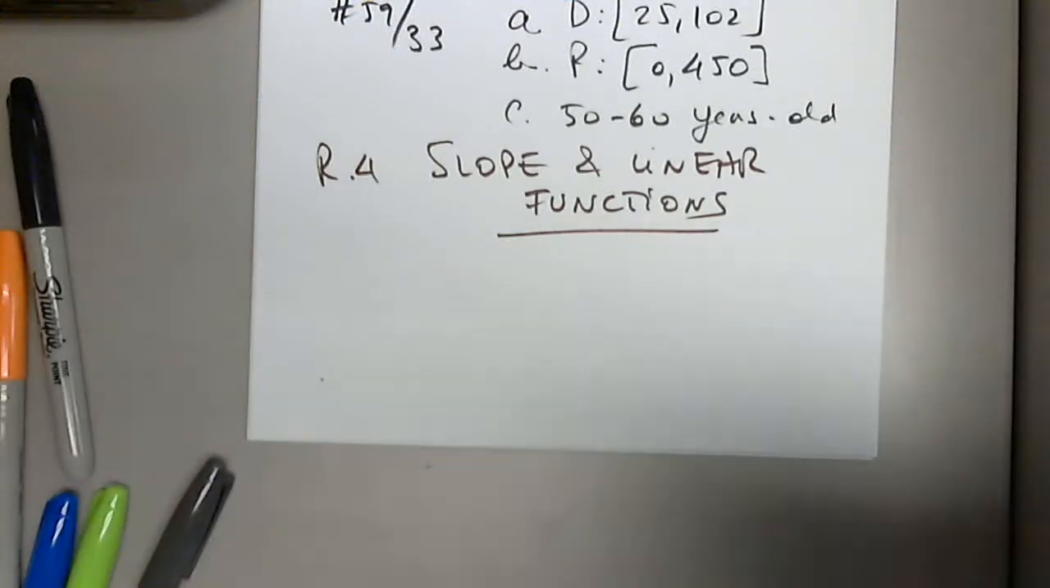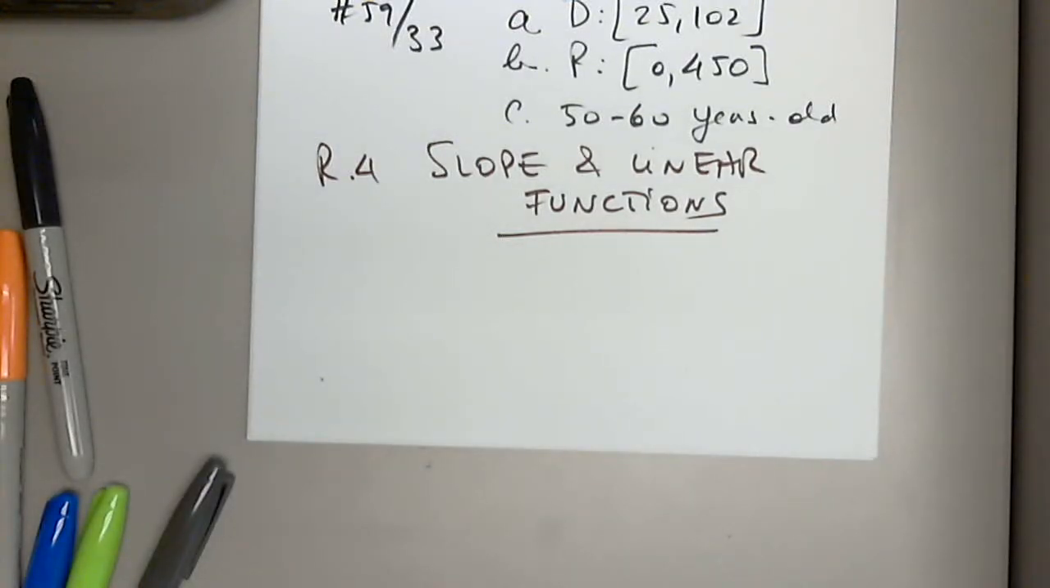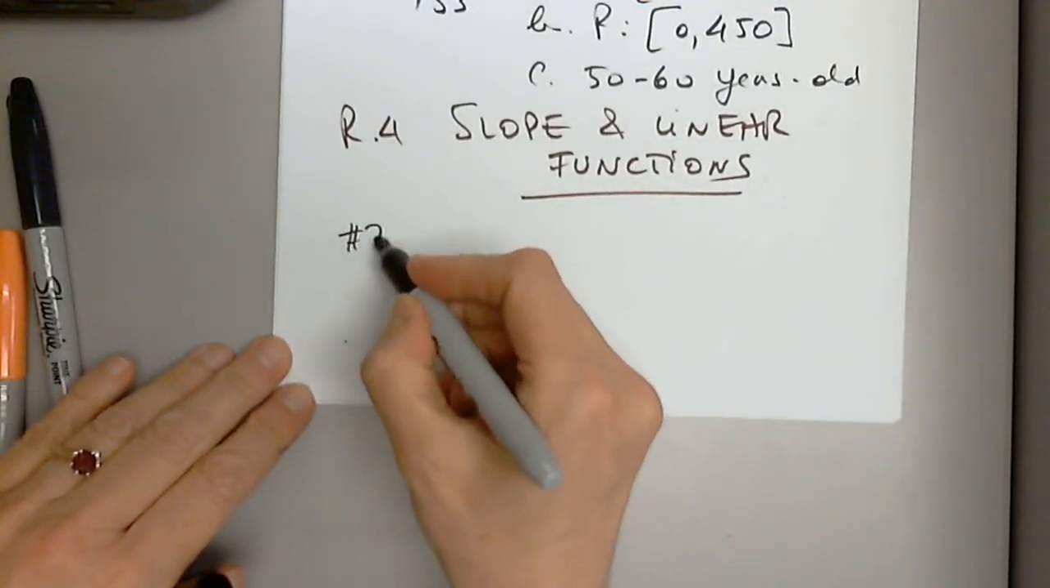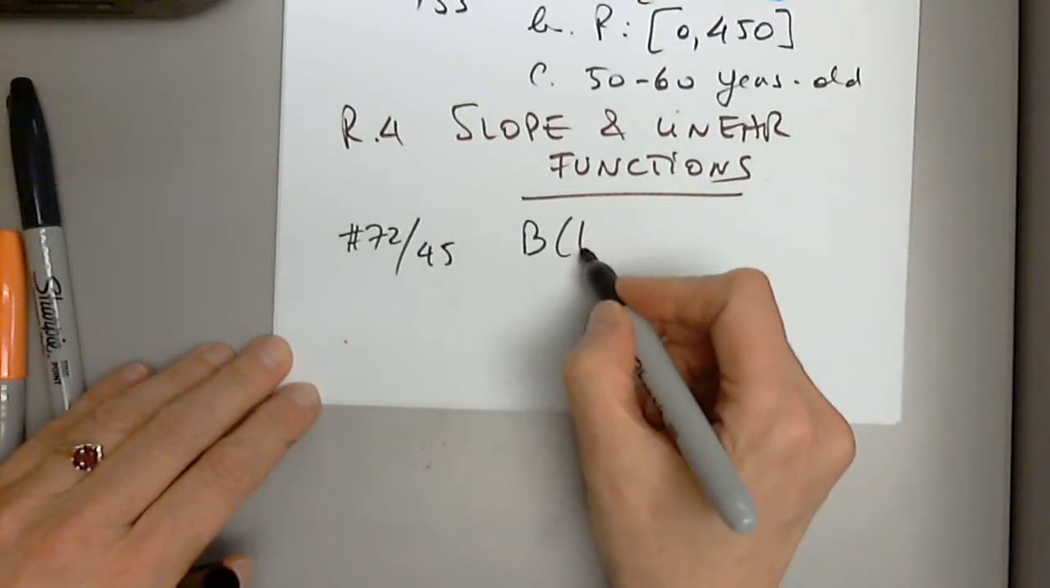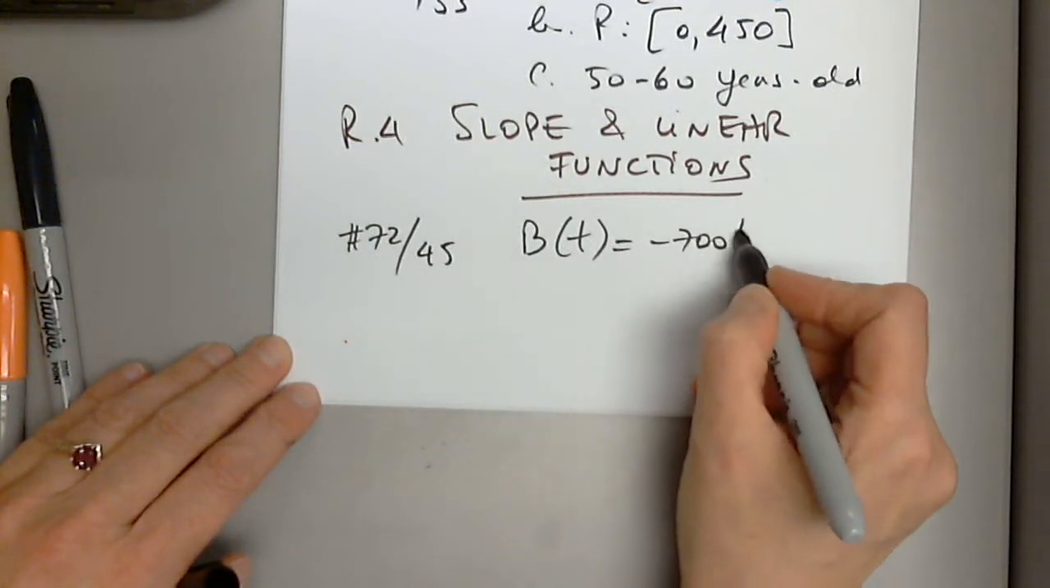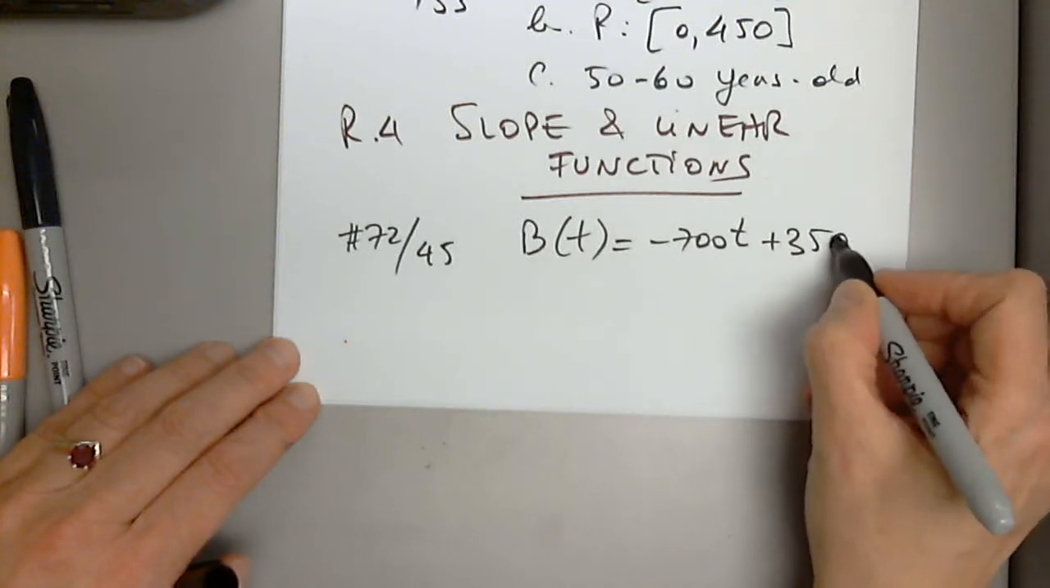Okay, good. Now the second question is, what is 3,500? The starting point. Exactly, the initial value. Because when x is 0, or time is 0, this is the initial value, 3,500. So let's write this down for now. We were looking at problem 72 on page 45. And this was B of t equals negative 700t plus 3,500.